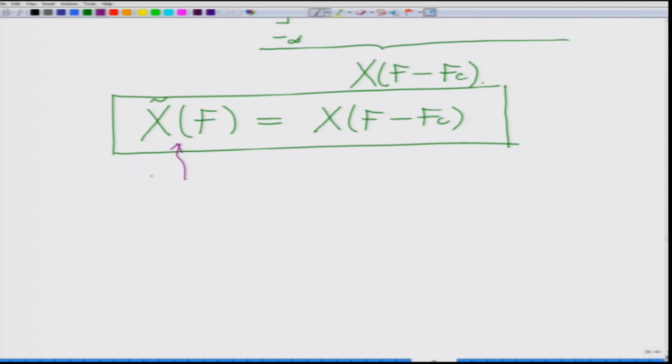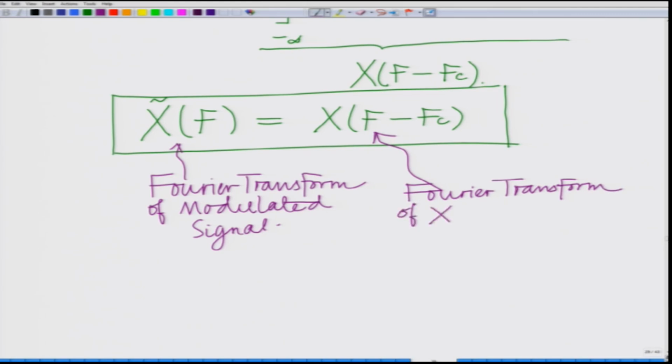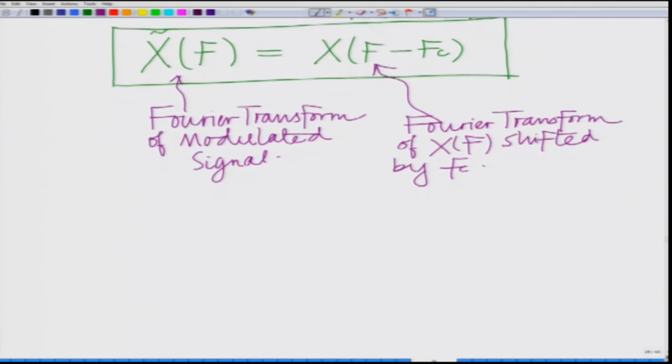So, what we have is x tilde f, the Fourier transform, which is simply the Fourier transform of x f shifted by f c. So, modulation in time. The principle is modulation in time.